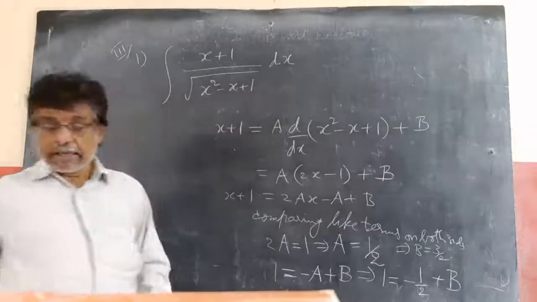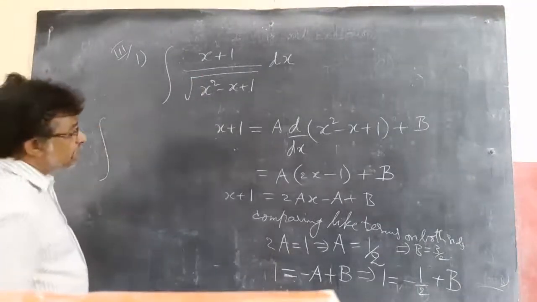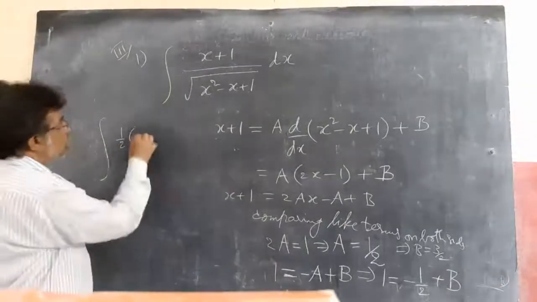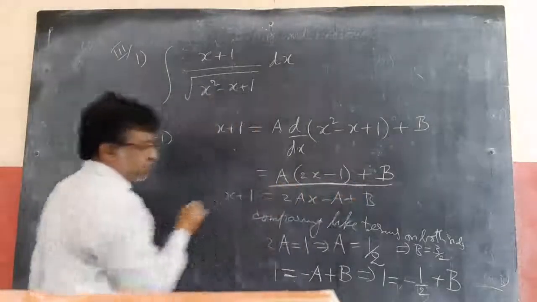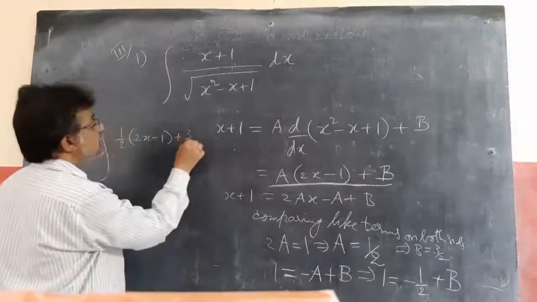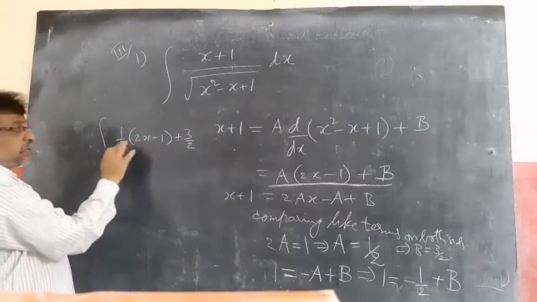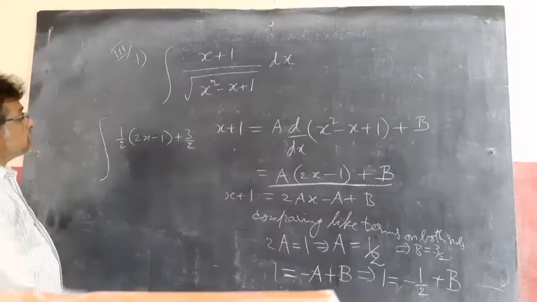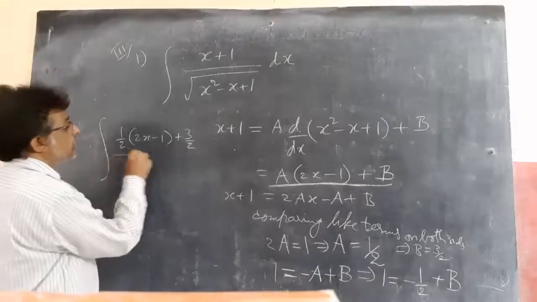Remaining part as is. This equation I can write: integral of, instead of the numerator, a into a, 1 by 2 into 2x minus 1, plus b into 3 by 2. So instead of x plus 1, if I simplify this, I will automatically get x plus 1. This is 2x into 1 by 2, x, minus 1 by 2 plus 3 by 2 becomes 2 by 2, 1. So x plus 1 only I will get, but don't try to simplify.